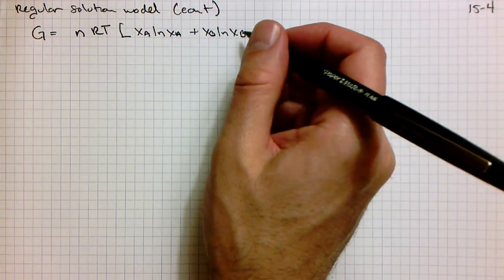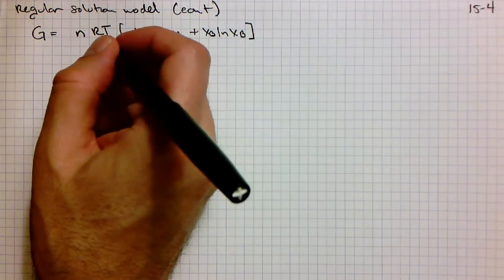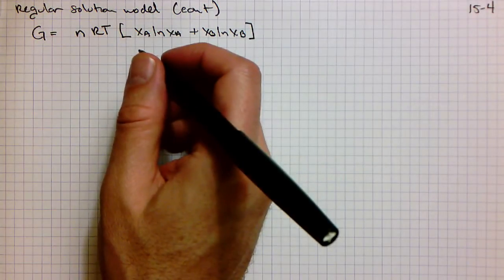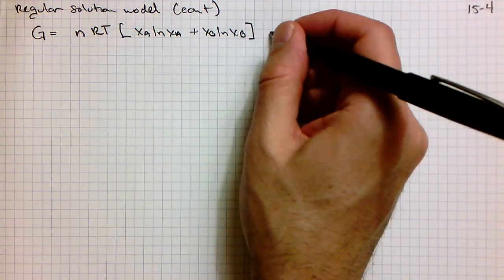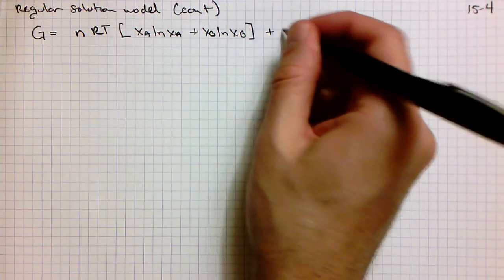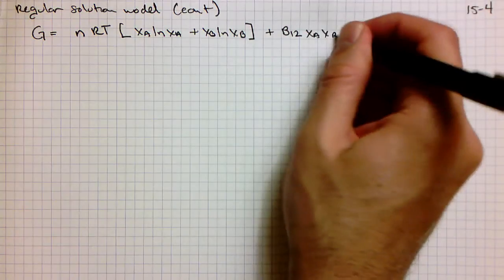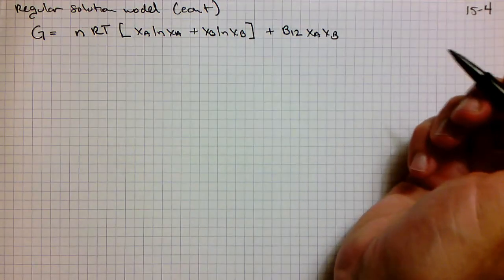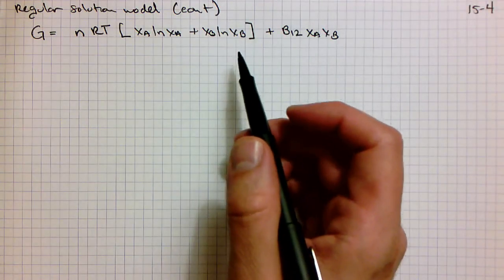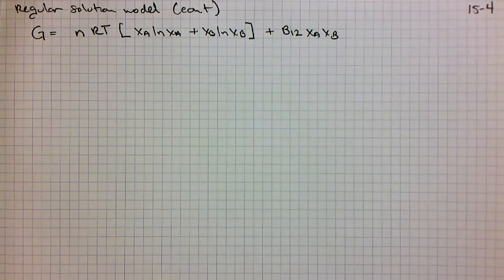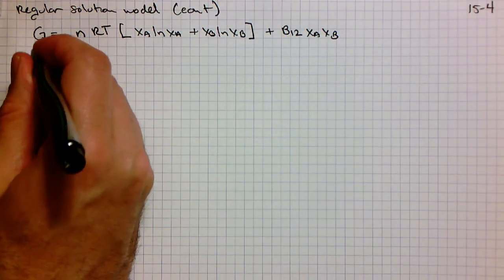But in addition, it has a new piece that's not proportional to RT, that goes like plus B12 XA XB. Okay. So now what happens when we look at what this does? Let's just sketch out what the contributions are to G.